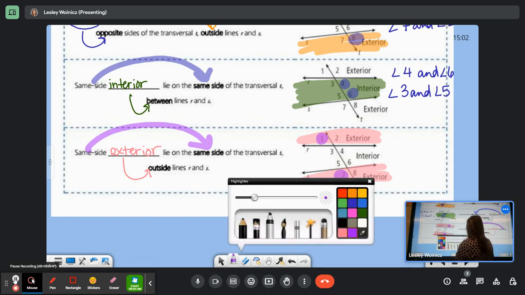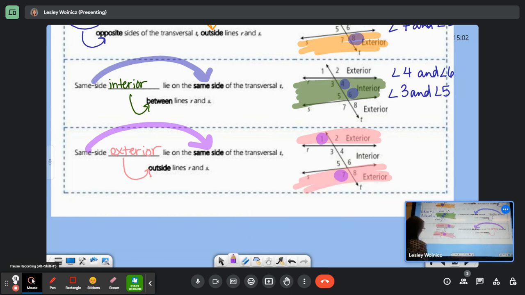What are the other pairs? What's the other pair? 2 and 8. Good. Thank you so much for that confident response.